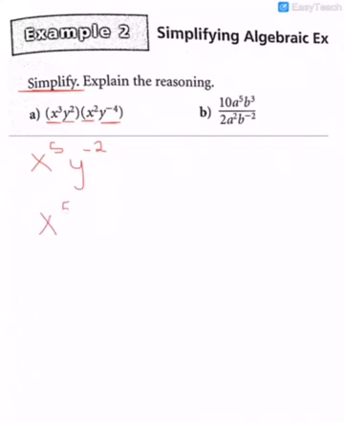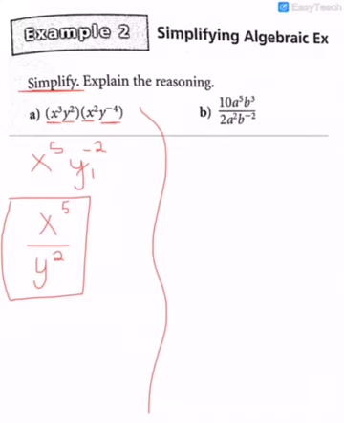So the x is fine because it's got a power of 5, but the y squared is going to get sent to the bottom. That's because the negative exponent is going to flip the y. So right now the y would be over 1, so when I flip it, the y would switch to being in the denominator. So your final answer would be x to the power of 5 over y squared. Let's try the next one.